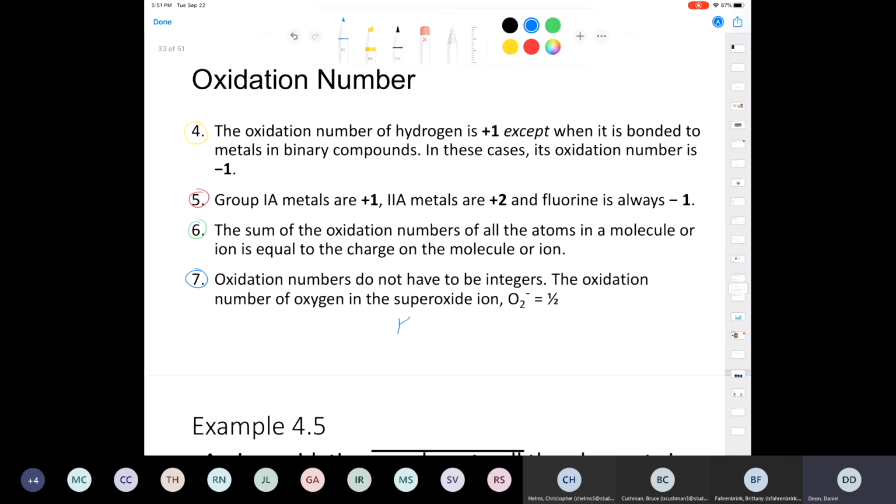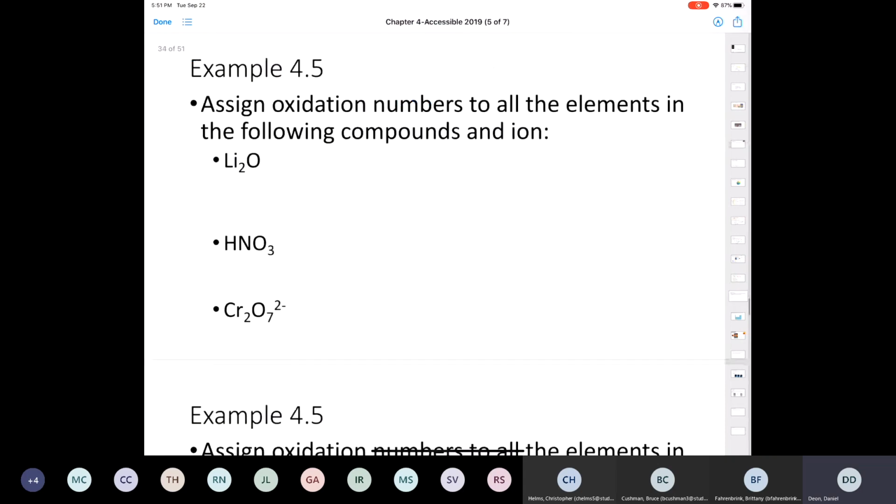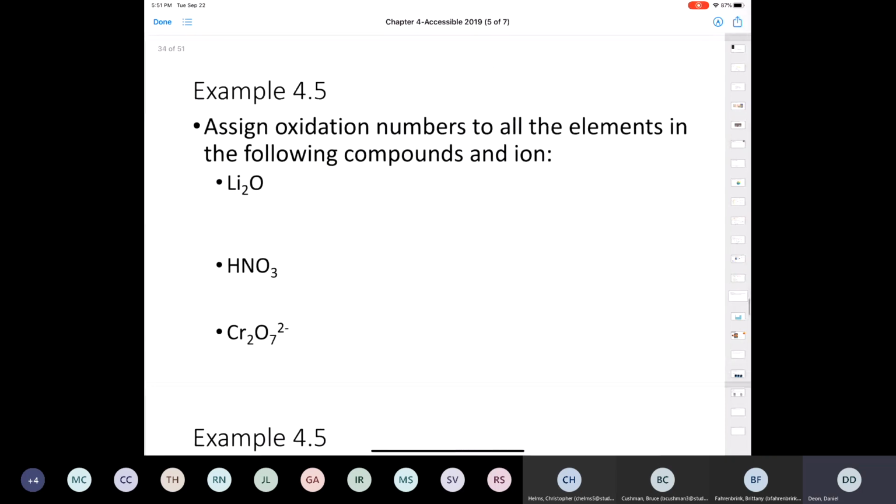An example of that would be KO2, that's potassium superoxide. The charge of potassium is going to be +1 because it's a 1A metal, and the oxygen has to be -1 overall, and there's 2 of them, so -1 divided by 2 would give you -1/2. Anyhow, with that in mind, let's take a look at a quick example or two, and then we'll call it quits for the evening.